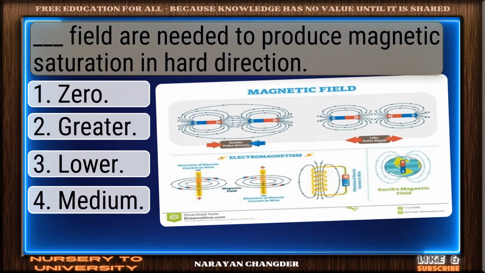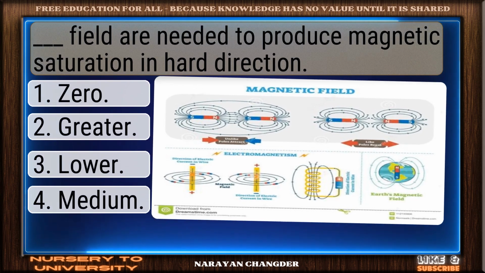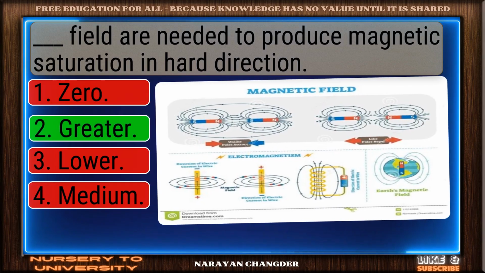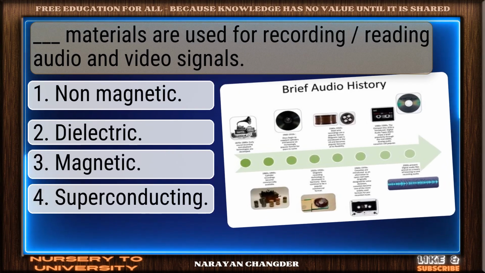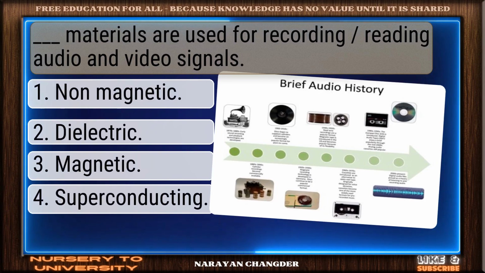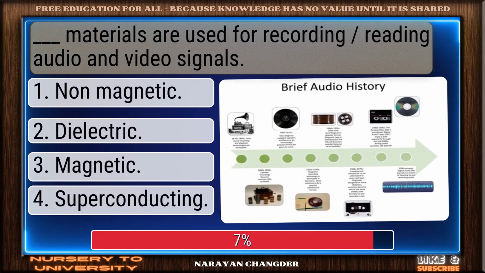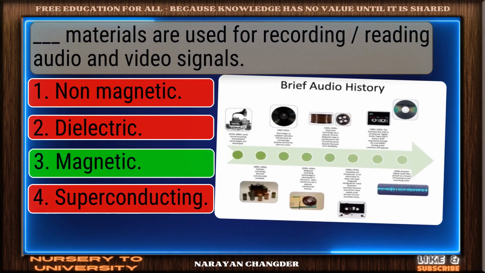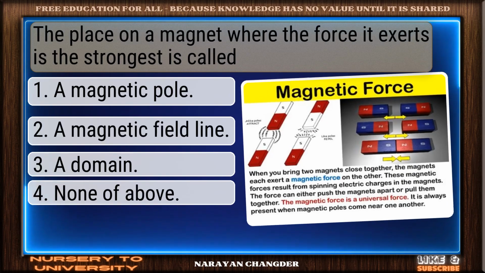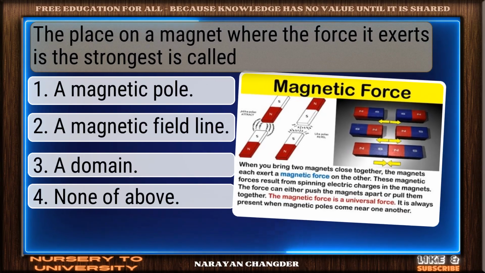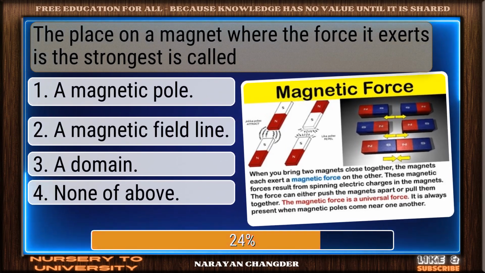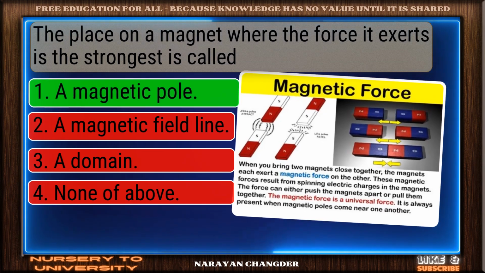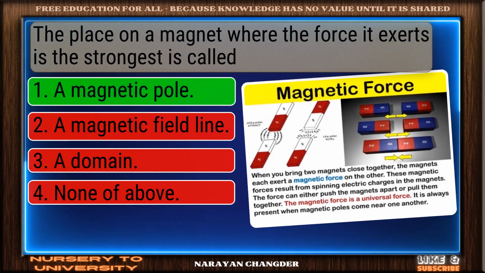Dash field are needed to produce magnetic saturation in hard direction. Strong choice. Greater is the right answer. Dash materials are used for recording, reading audio and video signals. Well reasoned. Magnetic is the correct choice. The place on a magnet where the force it exerts is the strongest is called. Nice selection. A magnetic pole is the correct and valid answer.